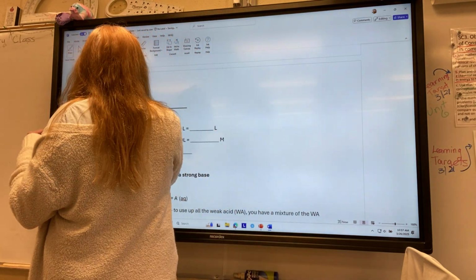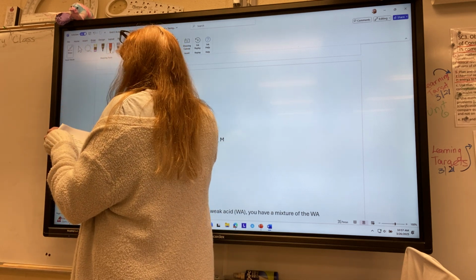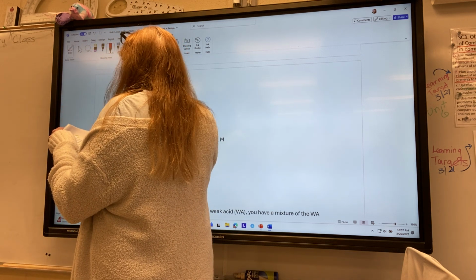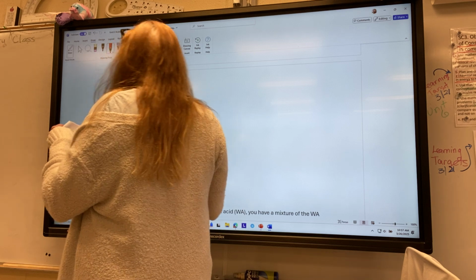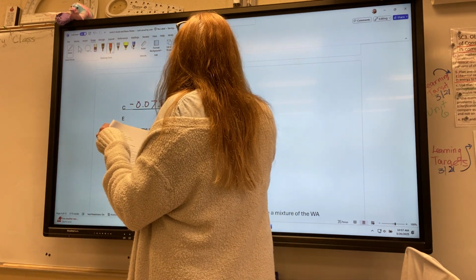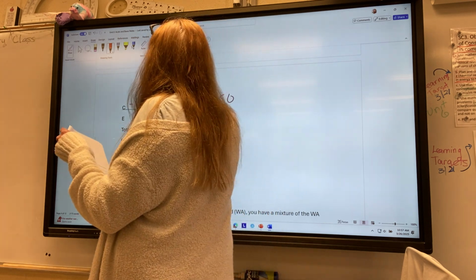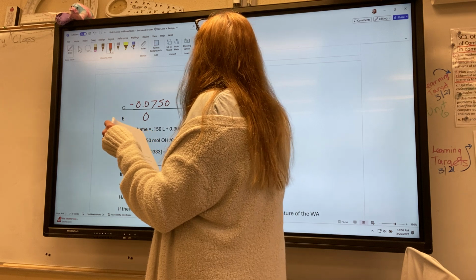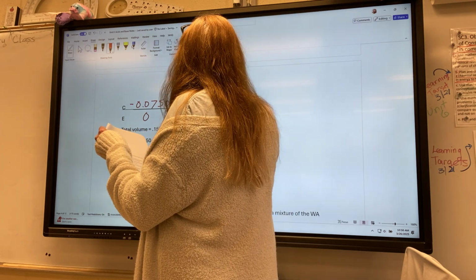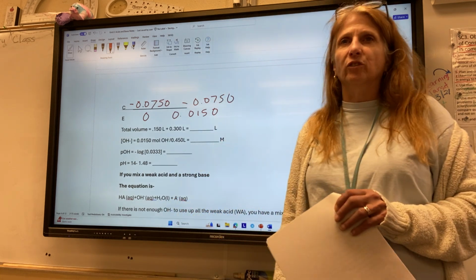So for this one, we're not going to put X, we put how much we know that our moles are being used up. So it's minus, for both of them, 0.0750. And then we add these up. That is 0. This is 0.0150. Now, why are we doing this? You're thinking, I have no idea.